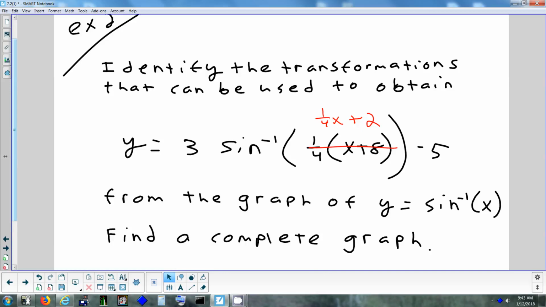How about the 3? Caleb? A vertical stretch by a factor of 3. And then lastly, the -5. Yep. Vertical shift down 5. Yep. So again, we've done that a lot. So hopefully by now it seems like we know which numbers do what.